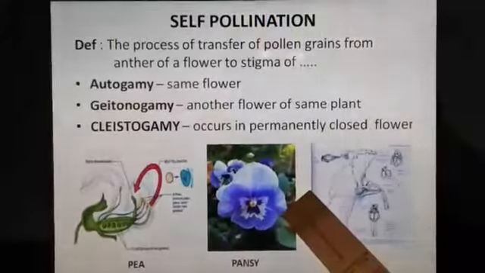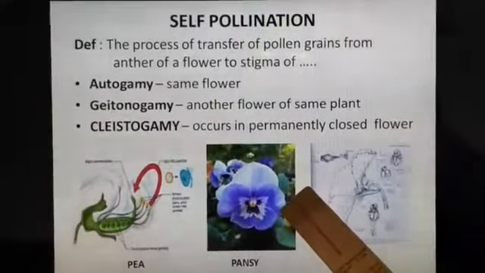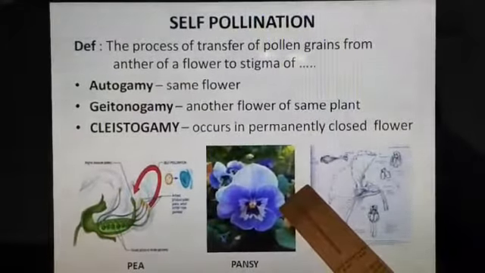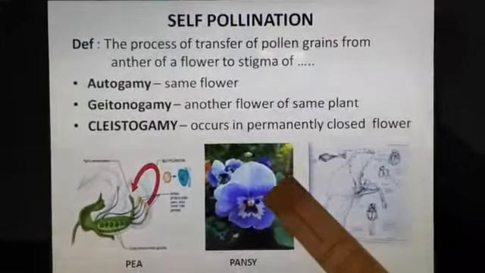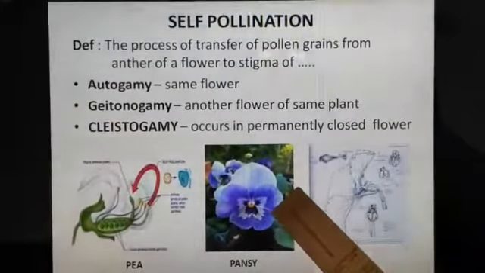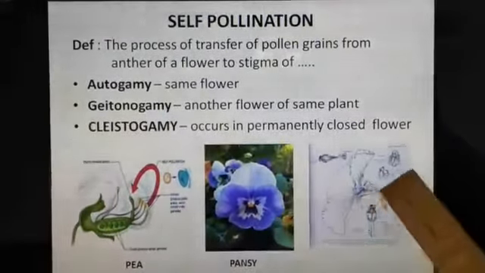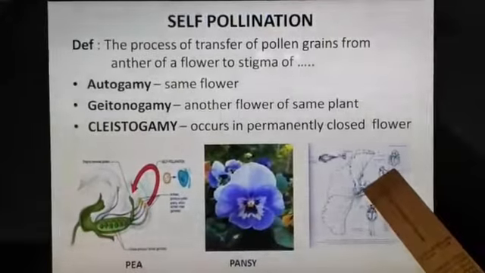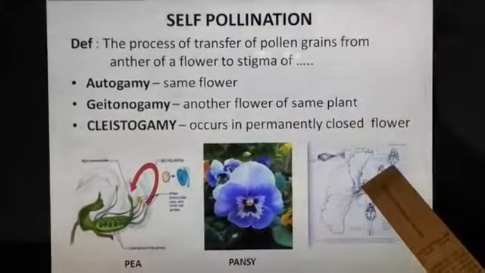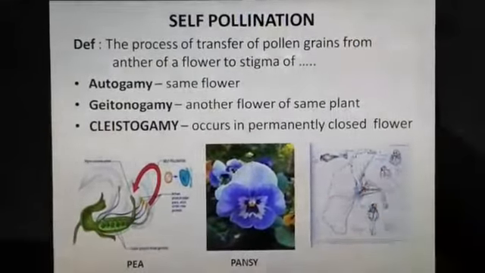Pansy flower also has its sexual parts, that is stamen and carpel, hidden inside. From top, you can see only the petals, the bright colored petals. Here, deep inside the flower, this self-pollination takes place between the two parts.